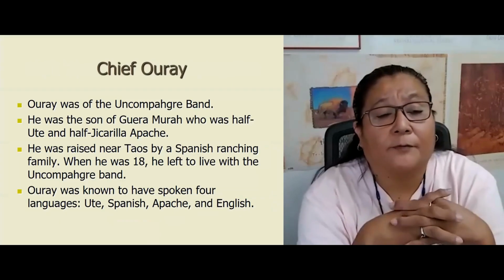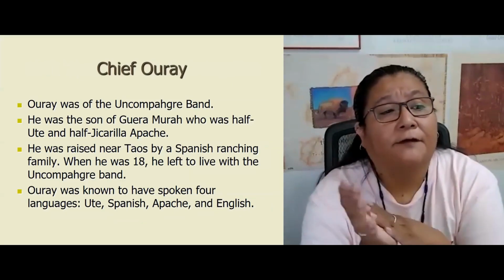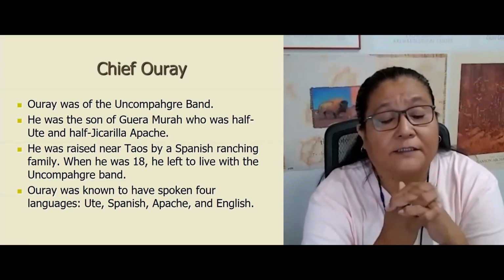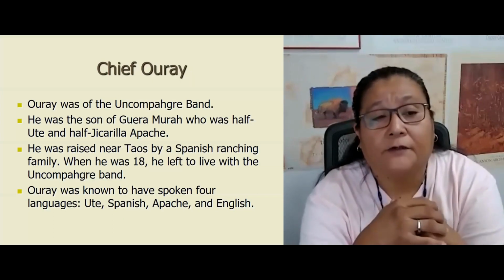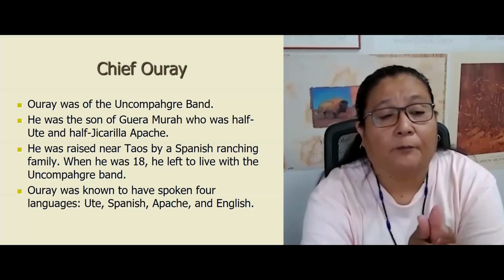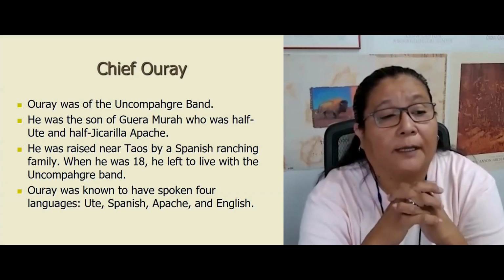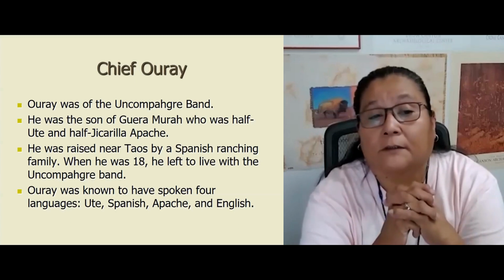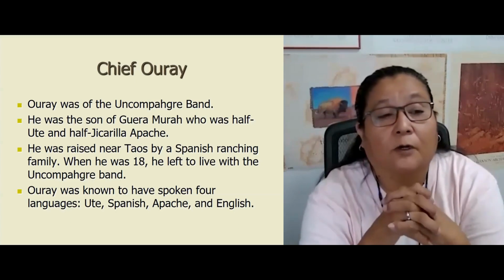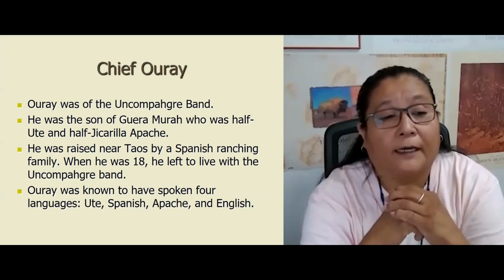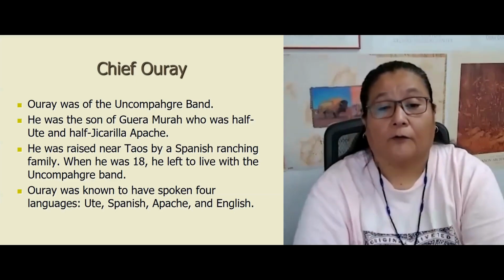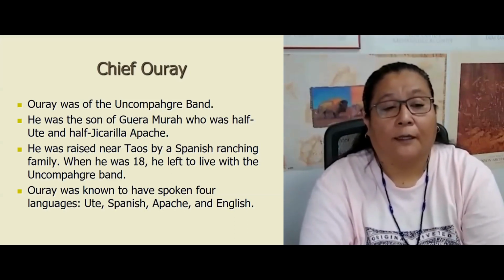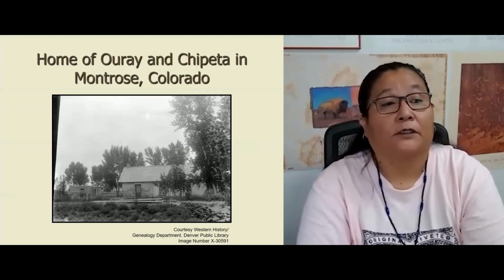So Chief Ouray was from the Uncompahgre band, and Chief Ouray was half Jicarilla Apache, and he was raised in Taos by a Spanish ranching family. And when he turned 18, he left and went to live back up with his father in the Uncompahgre band. And Chief Ouray was known to have spoken 4 different languages. And so I think that's one of the reasons why he was appointed that chief, because he could speak all those languages. And also he wasn't one who like wanted to fight so much.